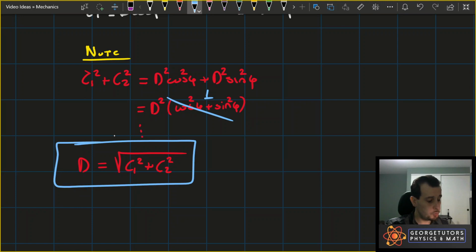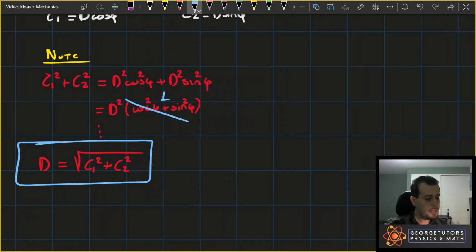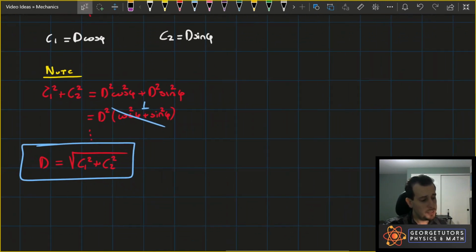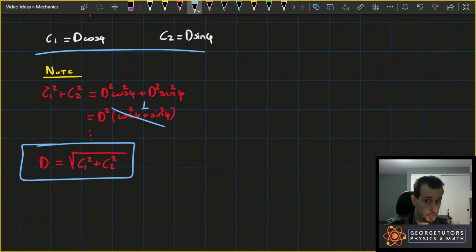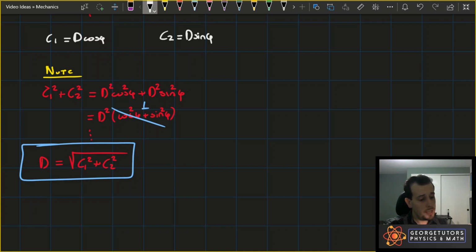So we found a connection between d of the new form that we want to express x of t in and the constants C1 and C2 from the old form that we had earlier. What's missing? Phi. How can I get phi? Well, if you can see again the relationships between C1 and C2 and the constants of the new form, we can go ahead and divide them. If I go ahead and divide, let's say, C2 by C1 right now, you can see that I get d sine phi divided by d cosine phi.